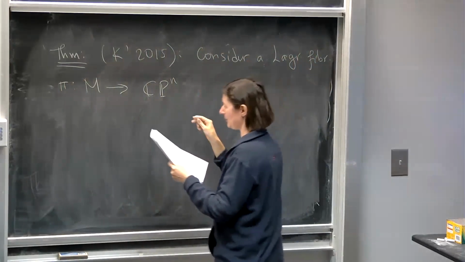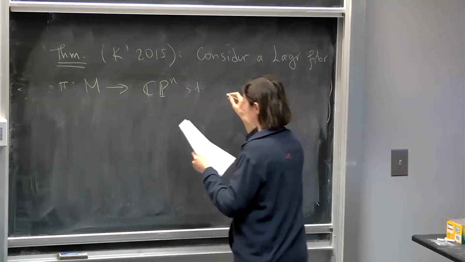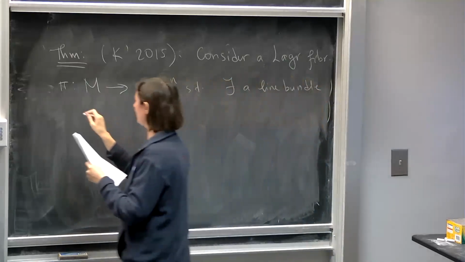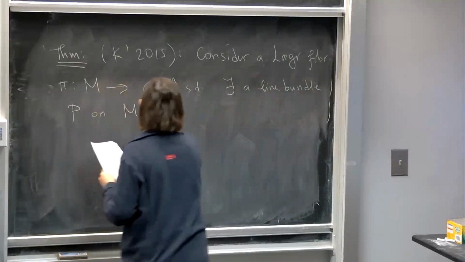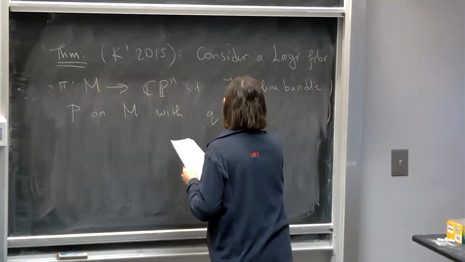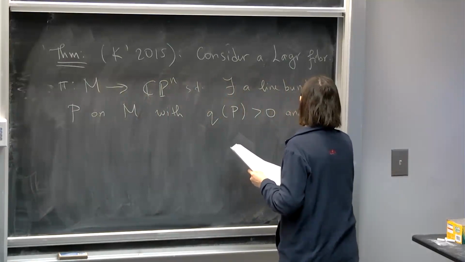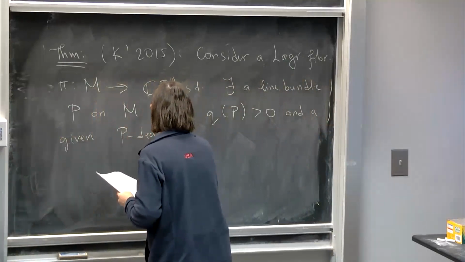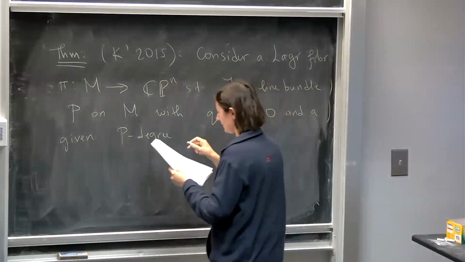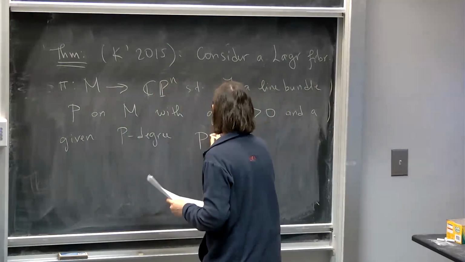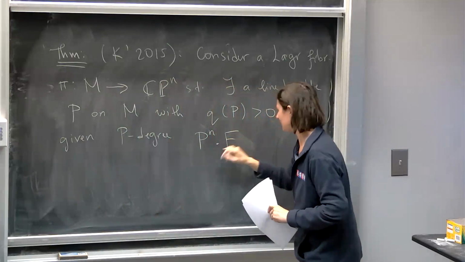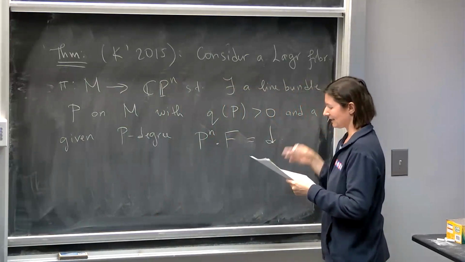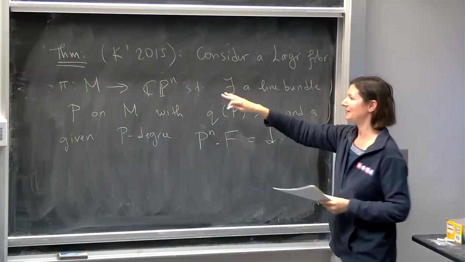So π from M to CP^n, such that there is a line bundle P on M with q(P) positive, and given P's degree on the general fiber of π. So given P's degree, which is P^n times F, where F is the general fiber, let's fix this number to be D. Then there are at most finitely many deformation classes of hyperkaehler manifolds with this data.